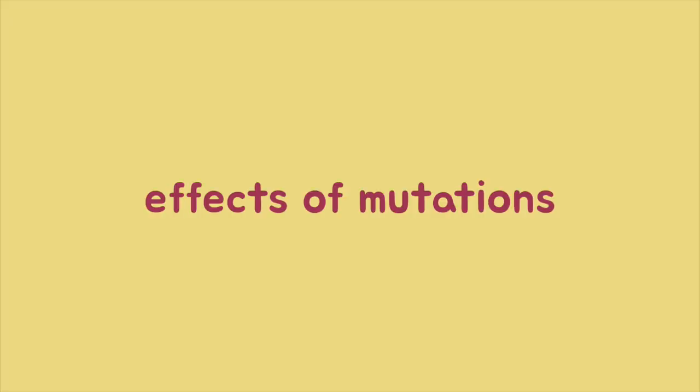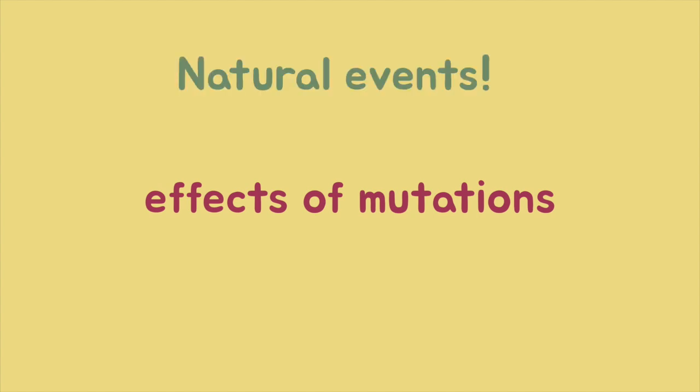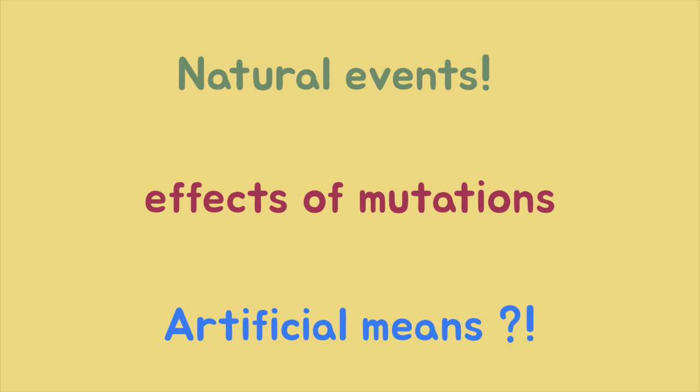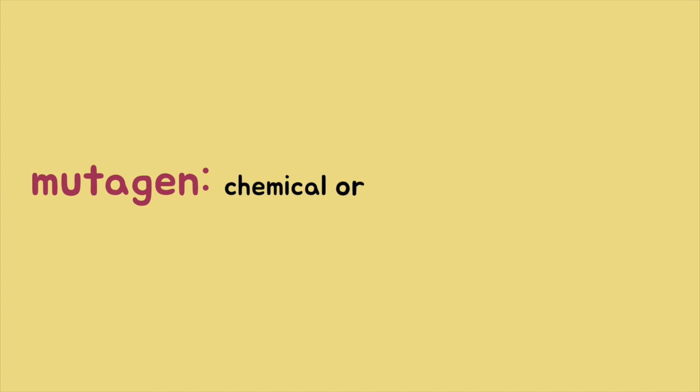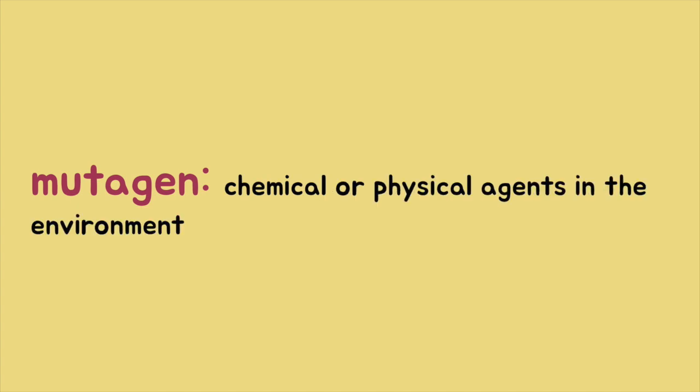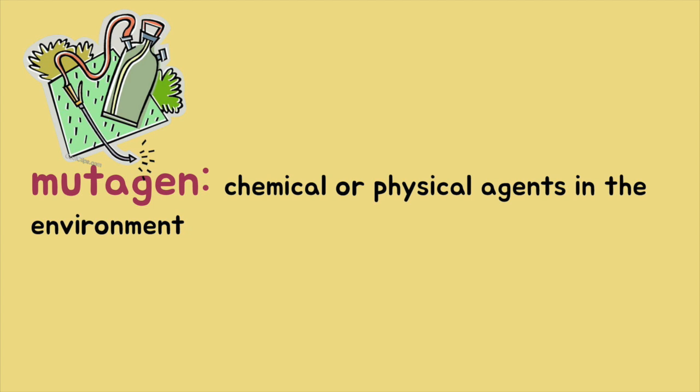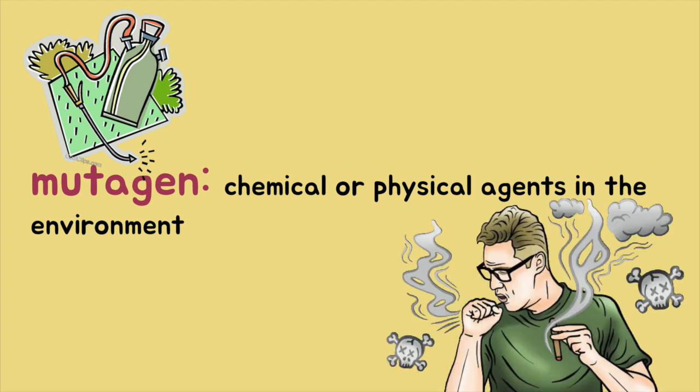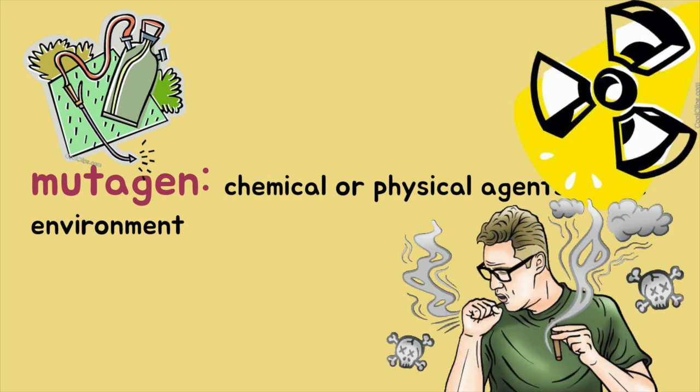But how are mutations affecting and how are they caused? So some are caused by natural events, just normal mistakes, or artificial means like DNA editing or GMOs. But some are caused by mutagens, which are chemical or physical agents in the environment. Chemical like pesticides or tobacco smoke, or physical like UV radiation.